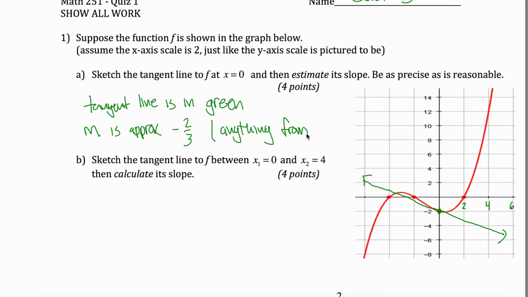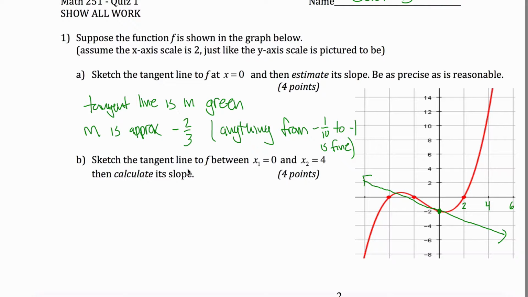And maybe I'll say anything from, what's the most somebody would possibly think that is? -1/10 to -1 is fine. -1 would be a bit of a stretch, but I guess I'll let you get away with it. Call that good.